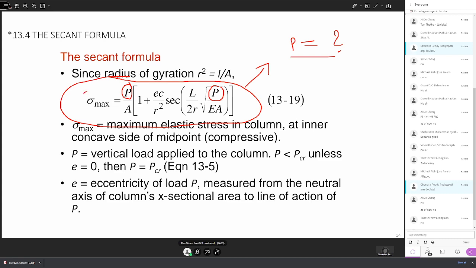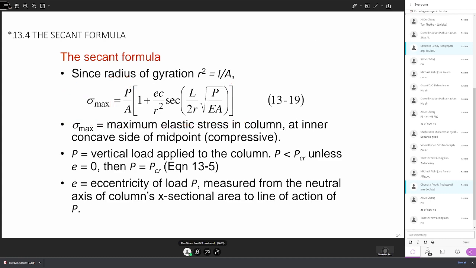So the maximum stress is written in terms of the applied load. But if you want to calculate P, say if you know sigma max, the maximum stress acting on the column, you cannot evaluate the load P mathematically from this formula. If you want to evaluate it, you need to use a method known as the trial and error method. We'll see that trial and error method during our calculations.